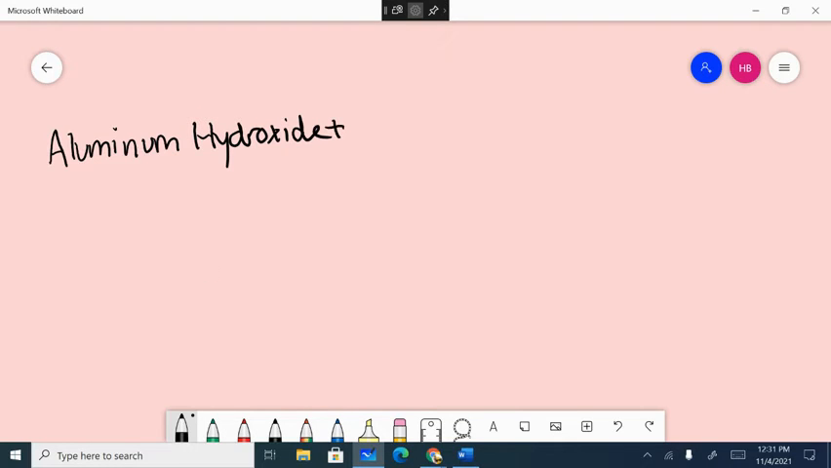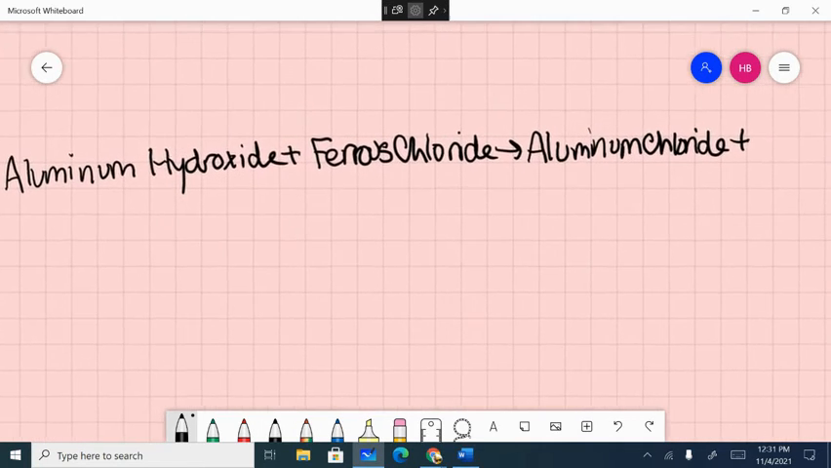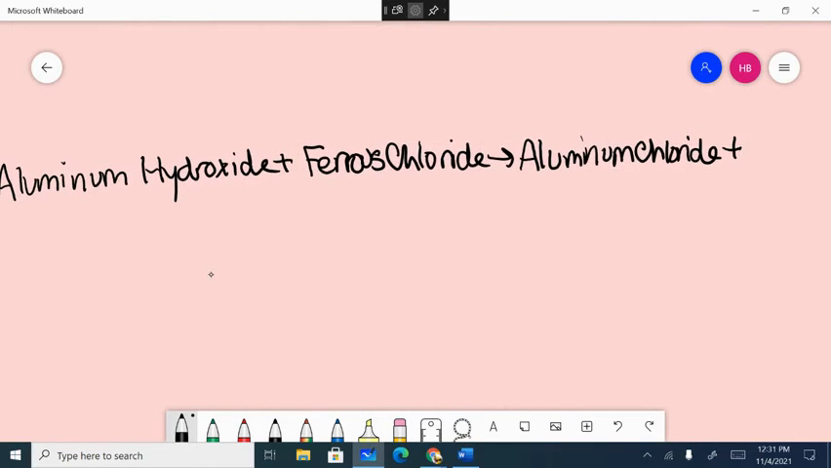Aluminum hydroxide is added to ferrous chloride. They will swap partners, and I will get aluminum chloride and iron 2 hydroxide. So these are all ionic compounds. Let's put our ions on top.